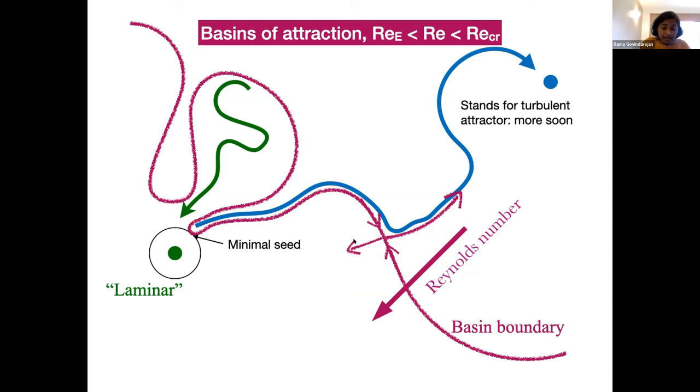Whereas in the pipe flow, there may always be a small region, very close to the laminar attractor, where there'll still be a basin of attraction. It will never go unstable.